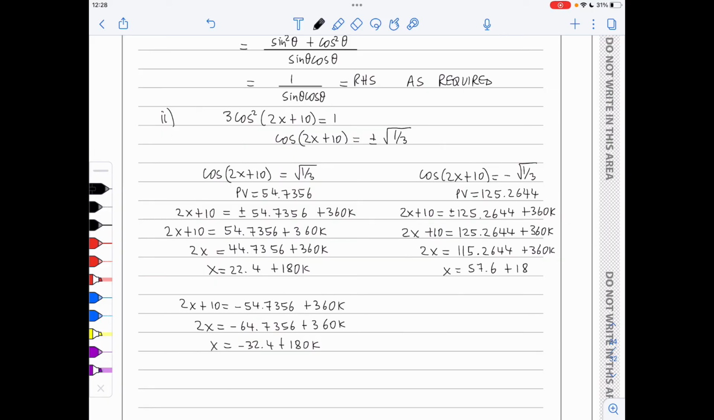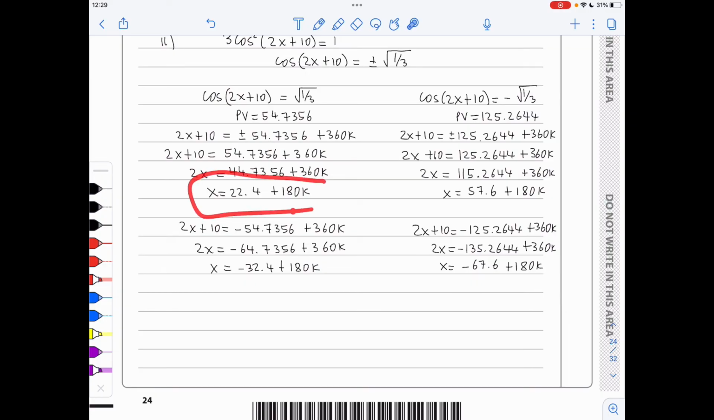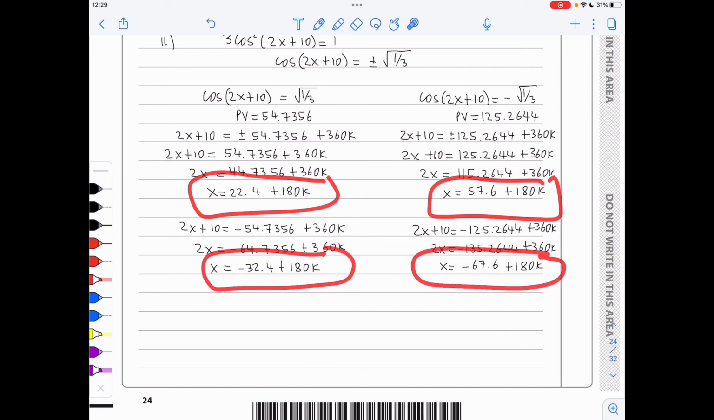57.6 plus 180k. And for the negative, we would say that 2x plus 10 is minus 125.2644 plus 360k. I will deduct 10 to get minus 135.2644 plus 360k. And then if I divide by 2, I get x is minus 67.6 plus 180k. And therefore, out of these four equations, I need to generate all solutions between 0 and 90, bearing in mind that k is an integer.